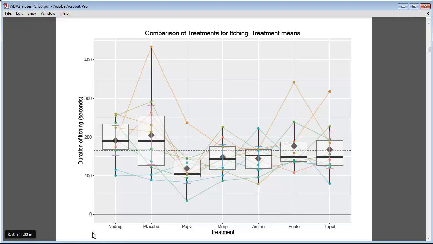And I've sorted these, basically I put no drug and placebo on the left because I think of those as being control conditions, and the 5 drugs are to the right of that. And they're not in any particular order. On the vertical axis, the response is the duration of itching.